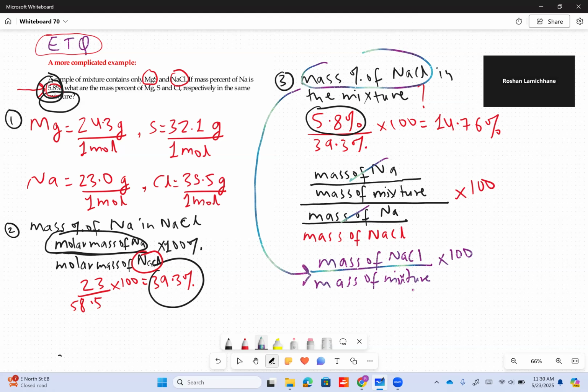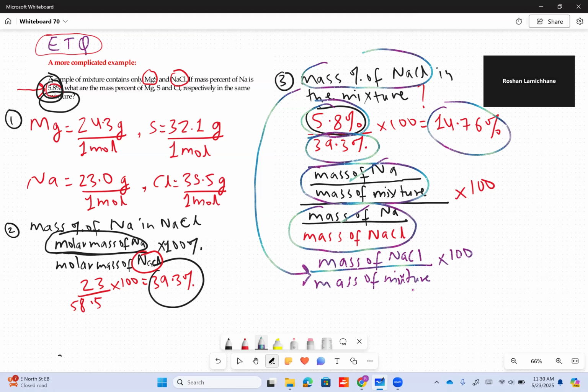All right. I hope you understand this conceptually so you are able to understand why I did this. That's why I took the mass percent of Na in the mixture and divided that by the mass percent of Na in NaCl, right? So the mass percent of Na in the mixture over the mass percent of Na in the NaCl will give you the mass percent of NaCl in the mixture, which ends up being 14.76%.